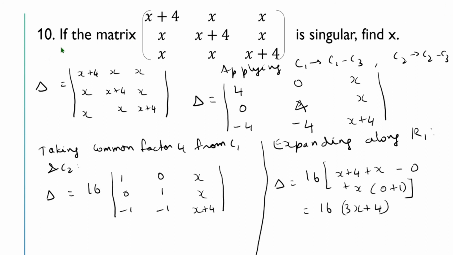It is given this matrix is singular, which means the determinant of this matrix is equal to 0. So given delta equal to 0 implies 16 into (3x plus 4) is equal to 0, or x is equal to minus 4 by 3. Since it is given this matrix is singular, when x is equal to minus 4 by 3, we have this determinant as equal to 0.